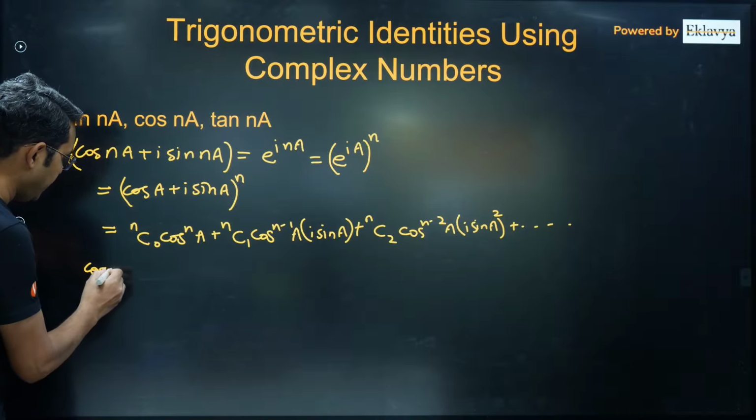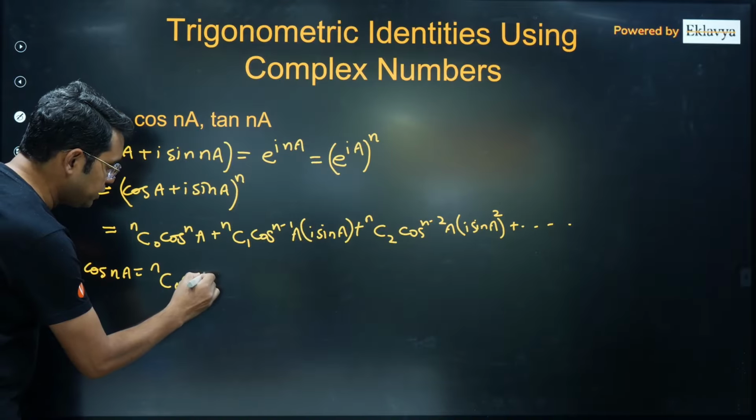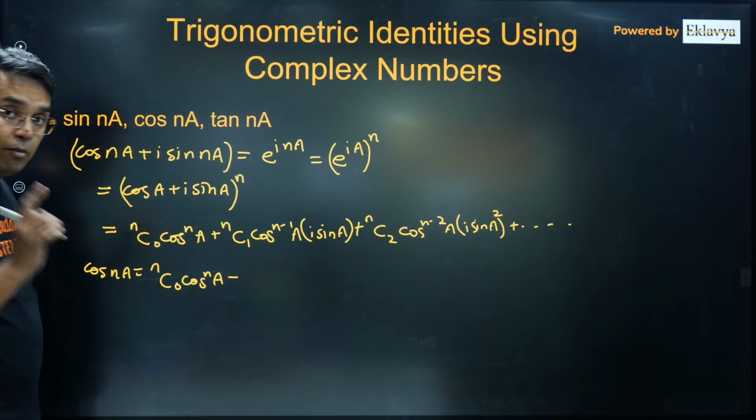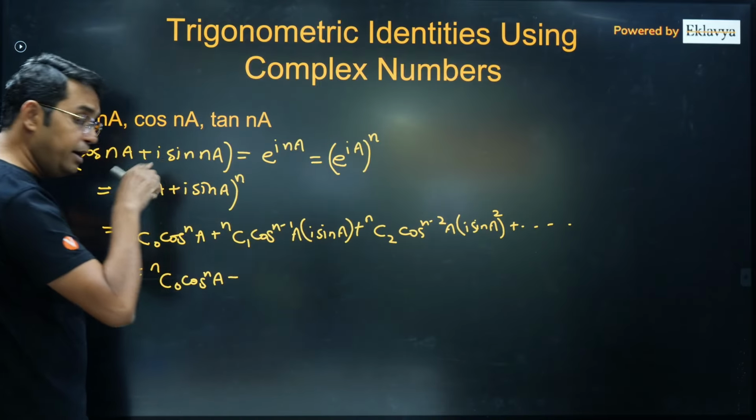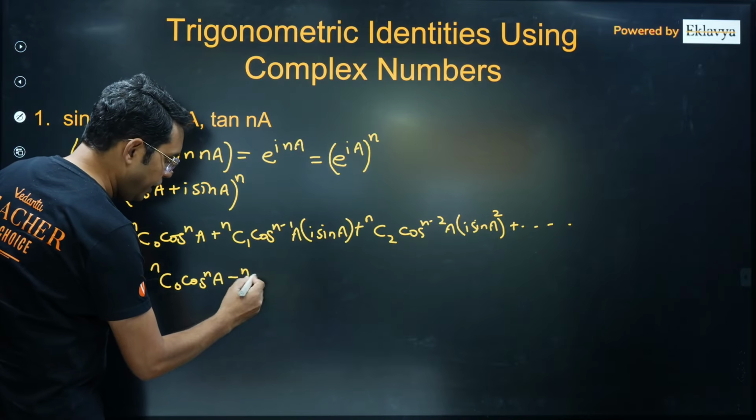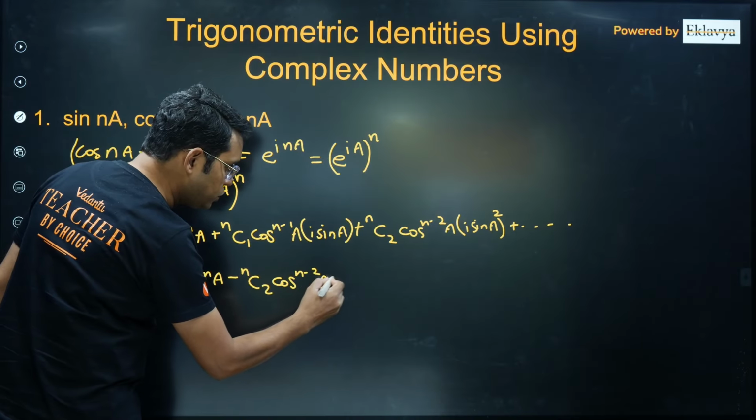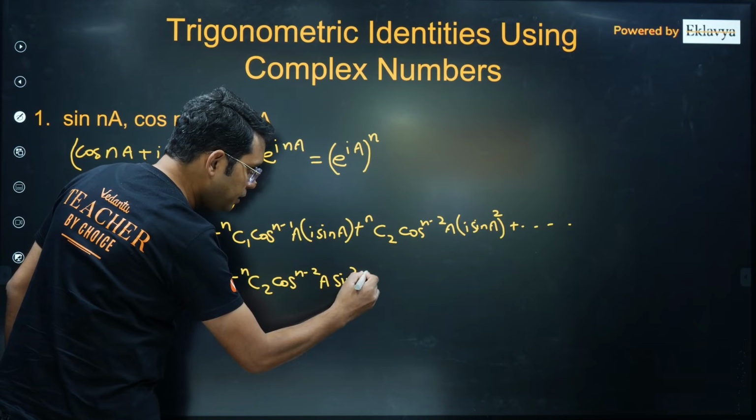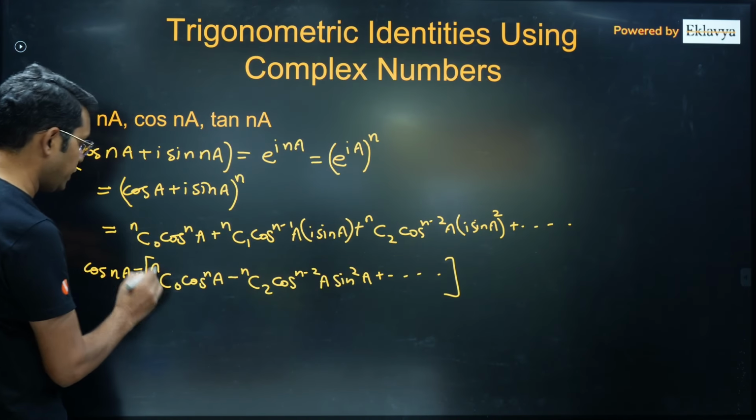So what will be cos nA here? It will be the first term nC0 cos^n A, then there will be a minus sign because iota square will give you minus 1, and that will be counted in the real part: minus nC2 cos^(n-2) A sin^2 A, and so on. So that will be the formula for cos nA.